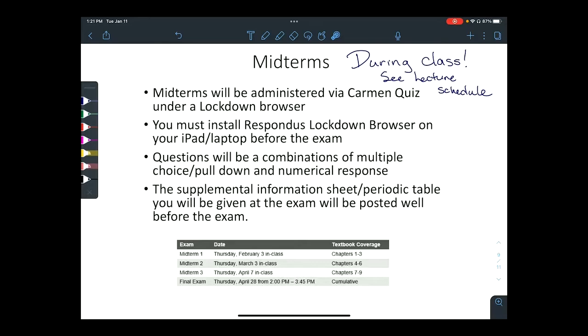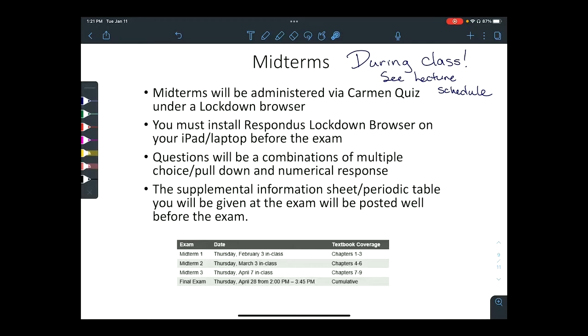Also, you will be given a supplemental information sheet. That will include the periodic table and any constants or equations that I might give you. I will give that to you well ahead of time so you know what to expect when you come in. So keep in mind that we do give you the periodic table. You are not expected to memorize the periodic table.